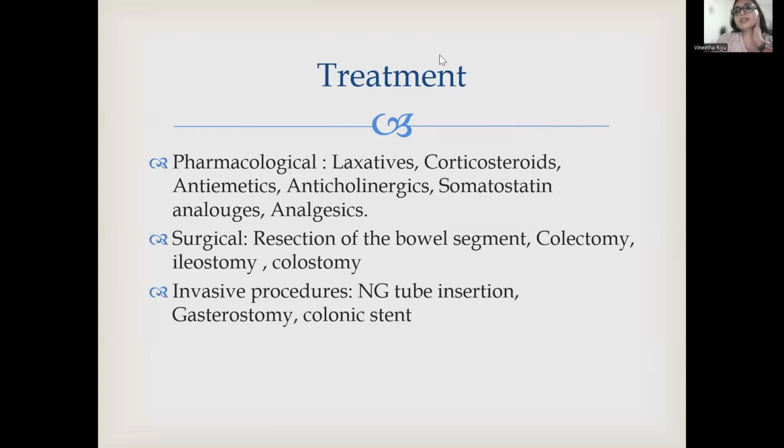And then surgical is resection of the bowel segment, colectomy, ileostomy, colostomy. Now, the problem about ileostomy is that there is always frequent drainage. It is high volume drainage when compared to colostomy. So it is very distressful actually for the patient who has an ileostomy. Of course, we know that it is very distressful even having a colostomy, but ileostomy is even more difficult to handle. Then invasive procedures like NG tube insertion, gastrostomy, and colonic stent are also other interventions that we could try.